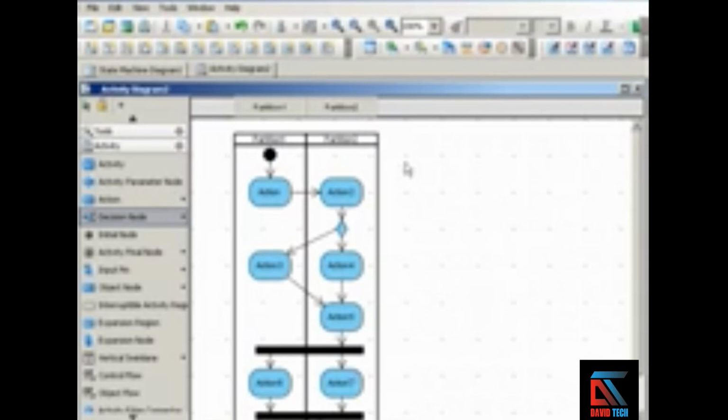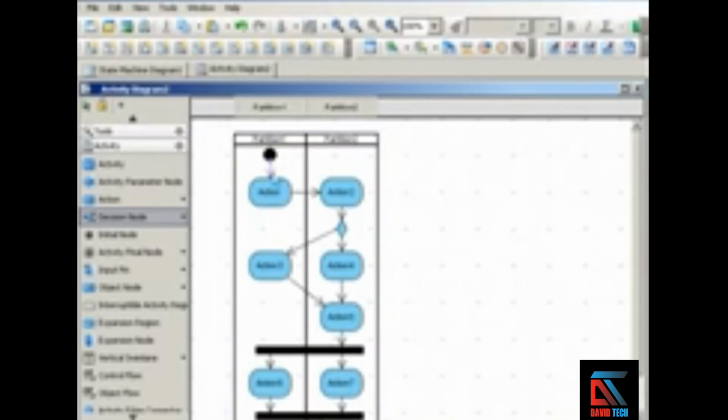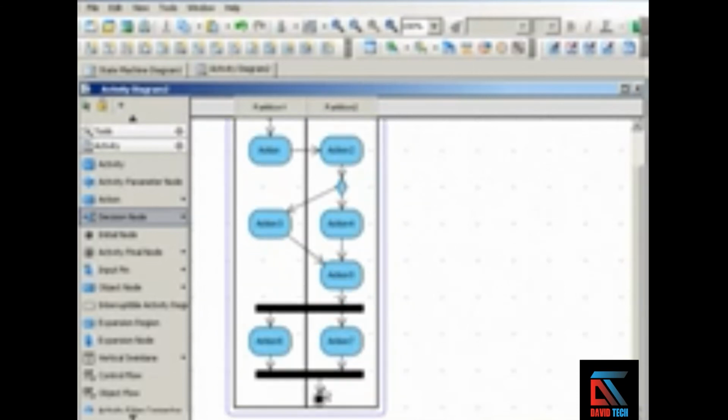symbols. Actions are connected by arrows that are called control flows, and they show the direction of the flow in your activity diagram. Activity diagrams also show decision points. They're called decision nodes in the UML, and points where the flow forks and then rejoins, comes back together. You have a starting point, and then the flow through the various actions that make up the activity, and then you end with the final node.